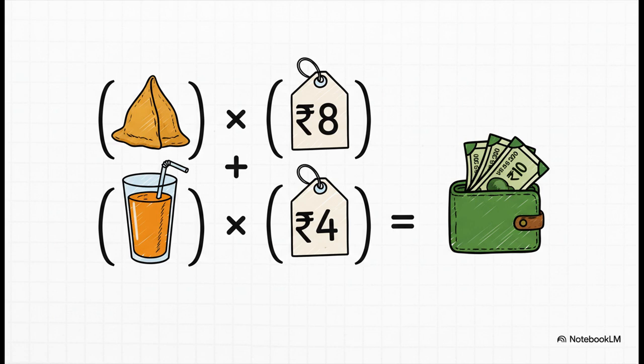And for all of you who like to see the math behind the magic, this is the simple little equation that the budget line represents. Basically, the money you spend on samosas plus the money you spend on juice has to equal your total income of 40 rupees. Every single point on that line makes this equation true.